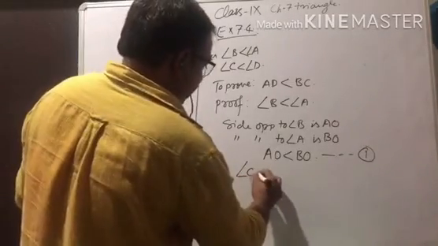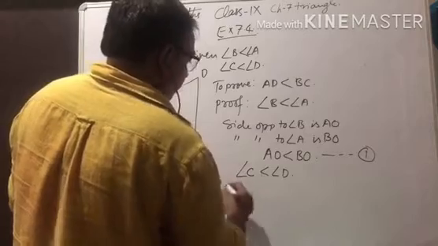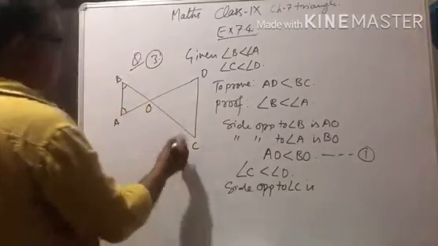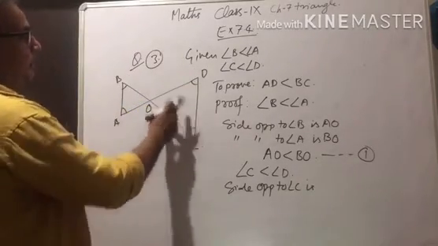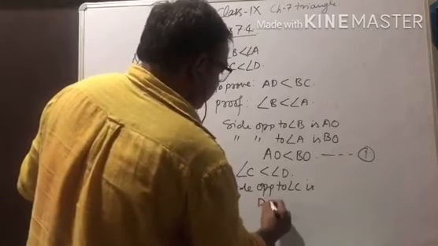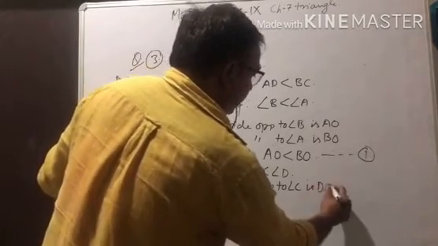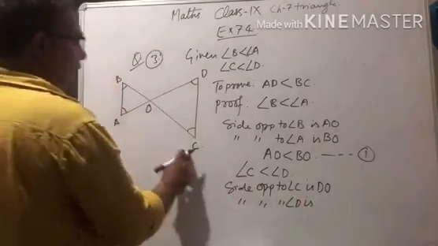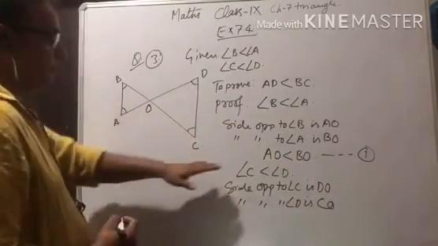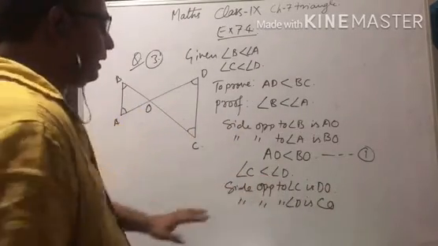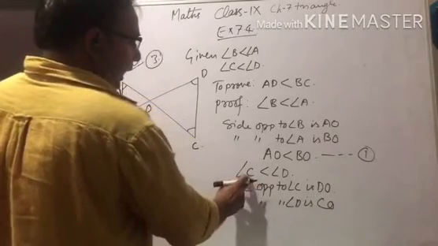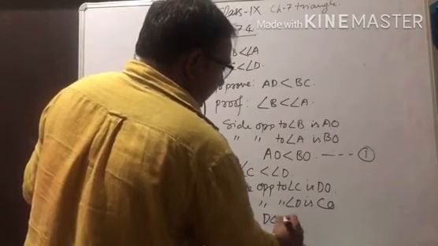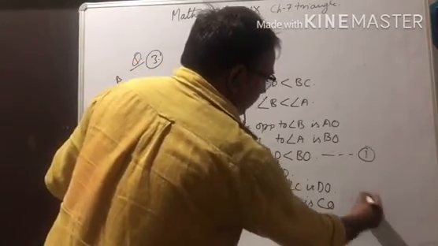By the second, angle C is less than angle D. So the side opposite to angle C is DO, and the side opposite to angle D is CO. If angle C is less than angle D, it means the side opposite to angle C, DO, is less than CO. This is equation number 2.